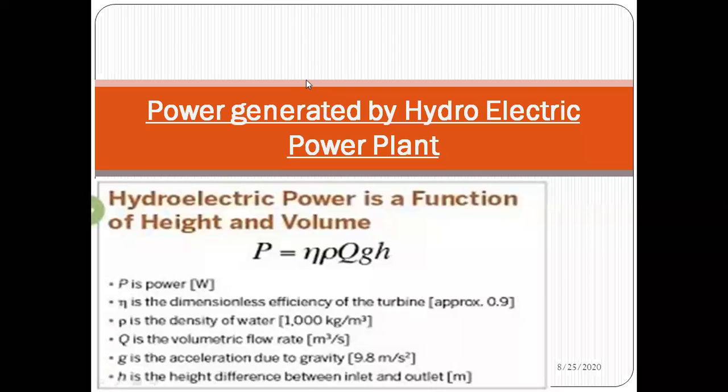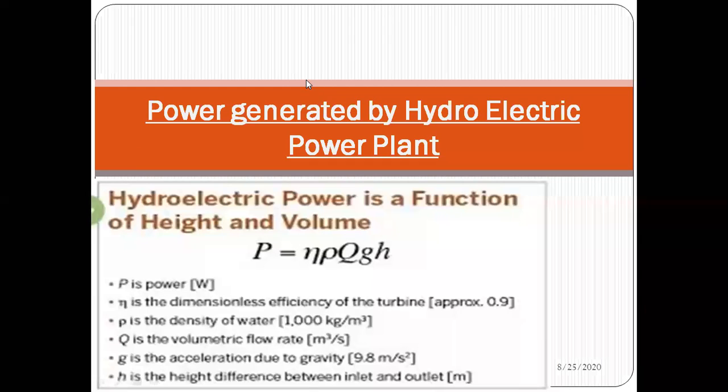Now, after that, I will discuss with you the various constituent parts of the hydroelectric power plant, that is, what are the main parts of a hydroelectric power plant. So, once you get an idea about the efficiency, that is 90 to 95%, rho is the density of the water, that is 1000 kg per meter cube, Q is the volumetric flow rate, G is the acceleration due to gravity, and H is the difference between inlet and outlet, you can easily calculate the value of power generated by any hydroelectric power plant.